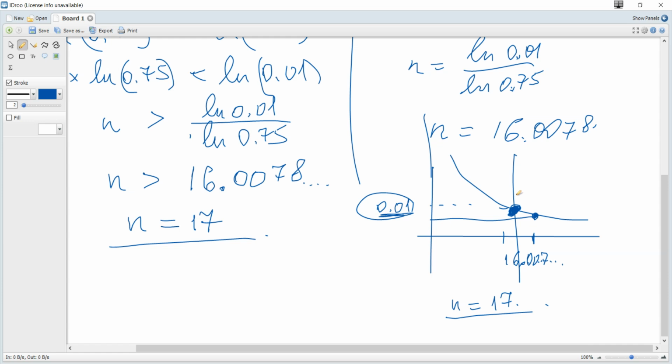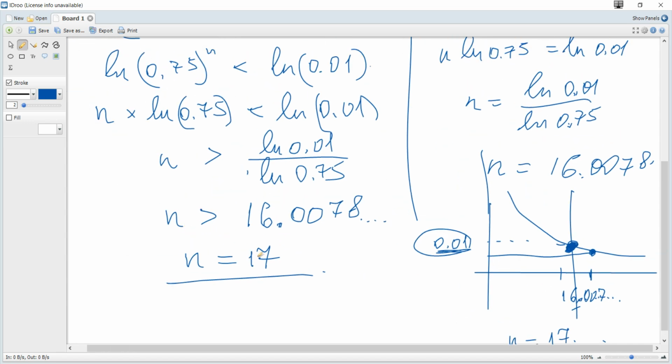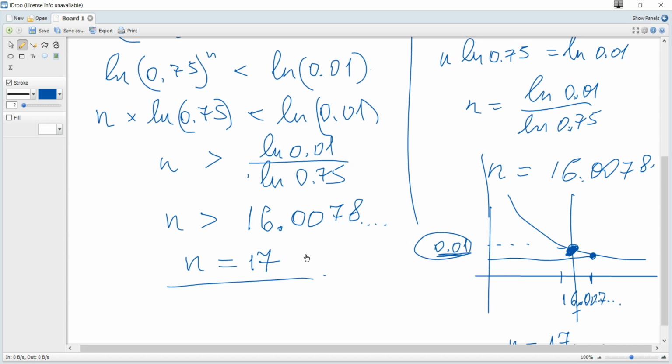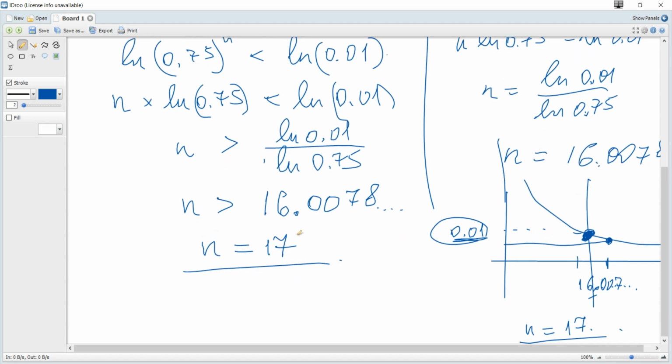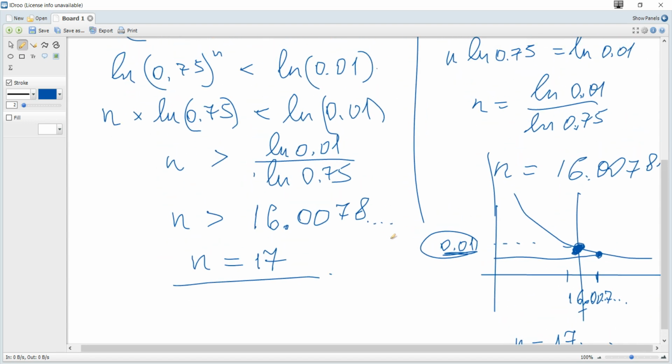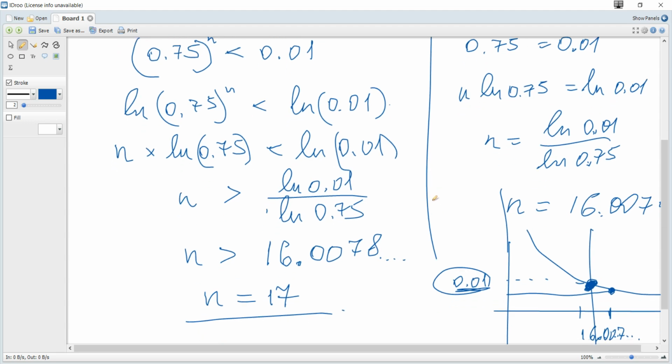For another problem, when the function is increasing, you may need to round down or up. It depends on the problem. But if you do the inequality, you get directly that n needs to be greater, and n is an integer, so you just round up to the first integer. But remember that ln can be negative, and if you divide by a negative value, you should flip the inequality sign. So n is 17, and that's all for this question.